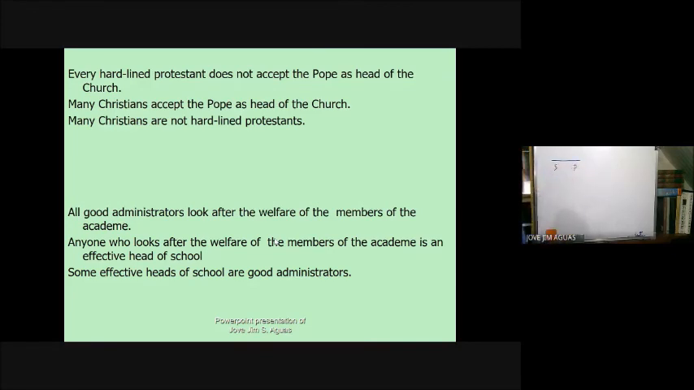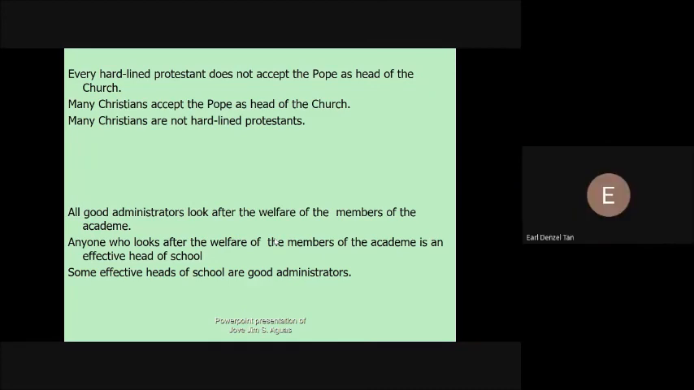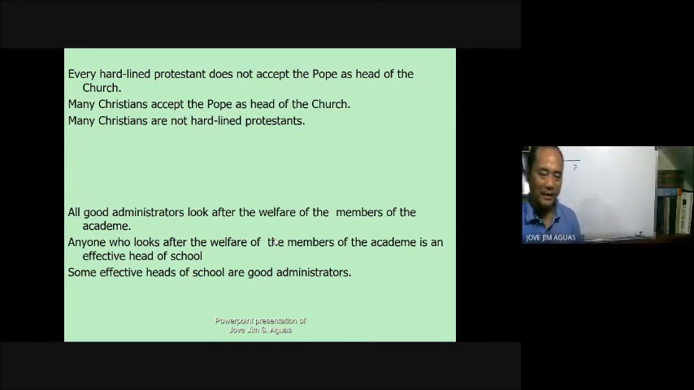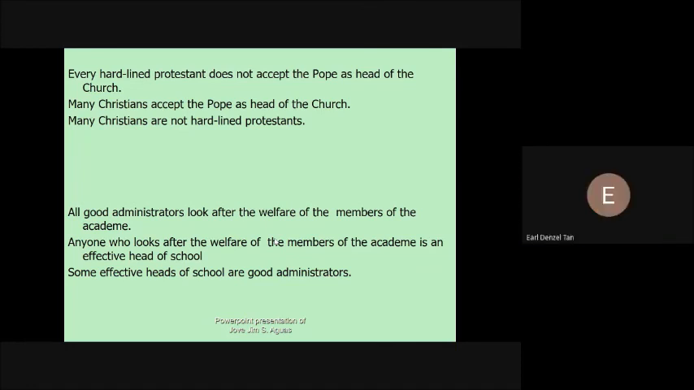Subject, predicate. So here, every hardline Protestant does not accept the Pope as head of the church. Many Christians accept the Pope as head of the church. Therefore, many Christians are not hardline Protestants. What is the major term here? Hardline Protestants. And in the major premise, where do you find that? In the subject or predicate side? Subject. So you write P here.